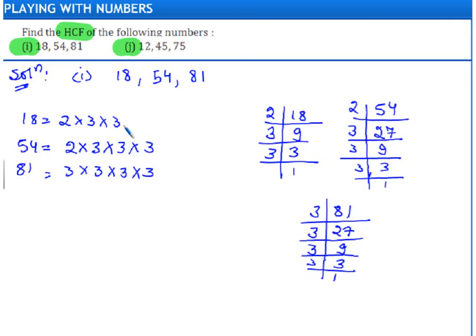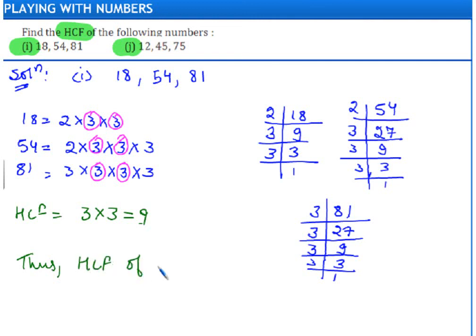Now the common numbers which are the factors of 18, 54 and 81 are 3, and one more 3. HCF is the highest of their common factors. So this is equal to 3 into 3, which is equal to 9. Thus our answer is HCF of 18, 54 and 81 is 9. This completes our solution.